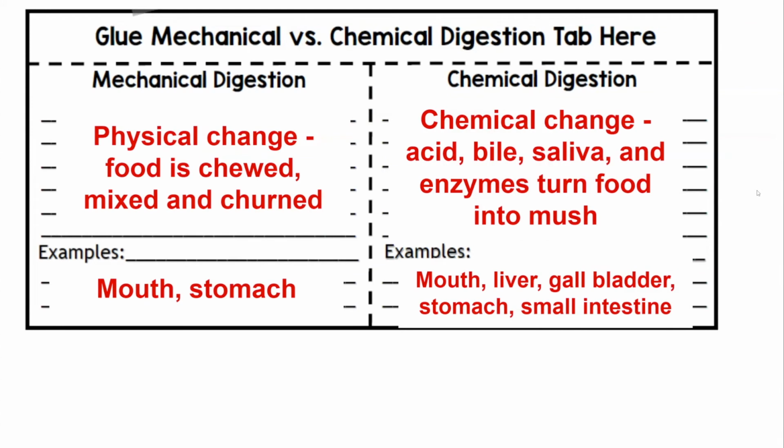So mechanical digestion is when your food is chewed or churned. And this is going to happen in the mouth and the stomach. Chemical digestion is when we're going to have chemicals added to the food to digest it. So acid, bile, saliva, enzymes are going to do a chemical breakdown of the food. And so this is going to happen in your mouth because of saliva. Your liver is going to release bile and different enzymes are going to be released by the gallbladder, the stomach, and the small intestine. And I'm going to show you a cool interactive video that explains this a little bit better.